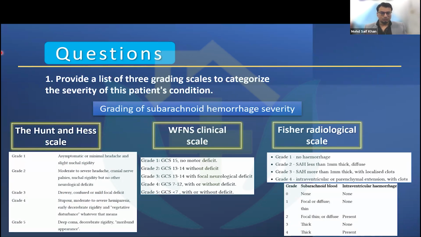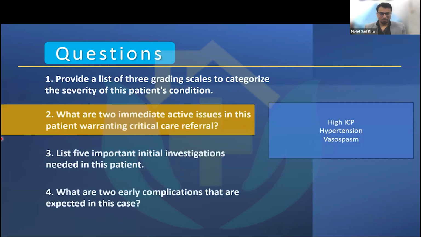But the most widely used is the WFNS clinical scale, which is very simple to use and everybody remembers it very easily. As per this scale, our patient is grade 4, GCS 7 to 12 with or without deficit. So this is grade 4 SAH in our case. But just for the sake of knowledge, you should remember all these scales, which may be asked in the exam.